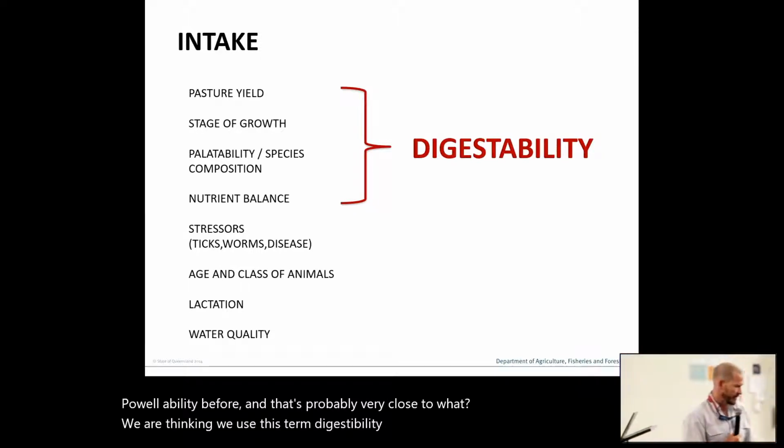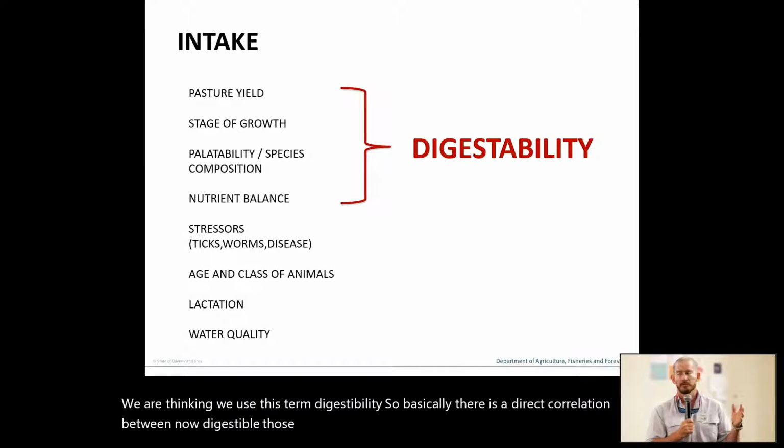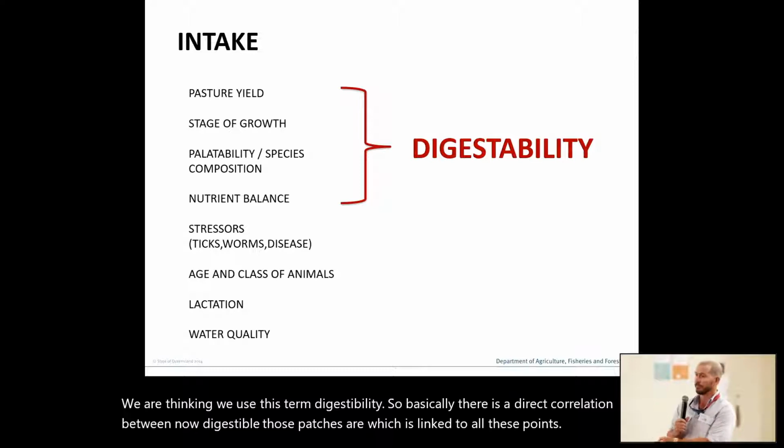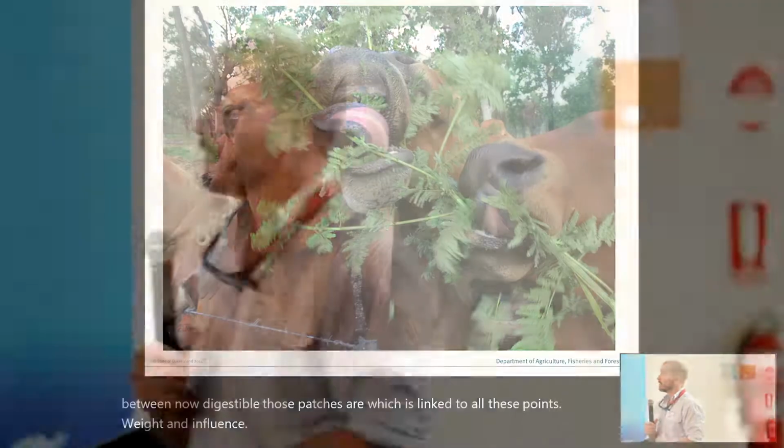Basically, there is a direct correlation between how digestible those pastures are, which is linked to all these points, and how quickly feed can go through the rumen. And we can influence all this through our grazing management. Cattle are pretty smart, and they're tongue grazers, like I talk about. That tongue has quite a bit of intelligence in terms of how it can select things within a paddock that are good for it. If you can give it that selection, it will utilise that to its gain and yours.